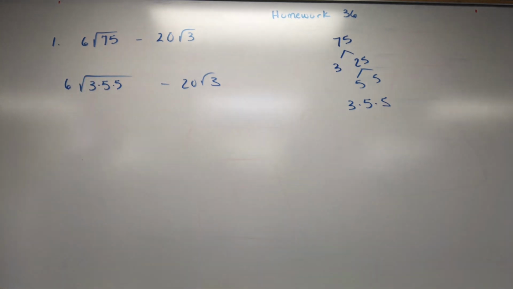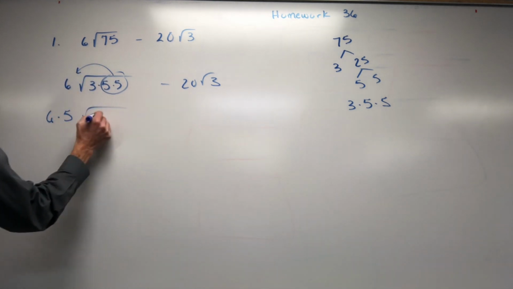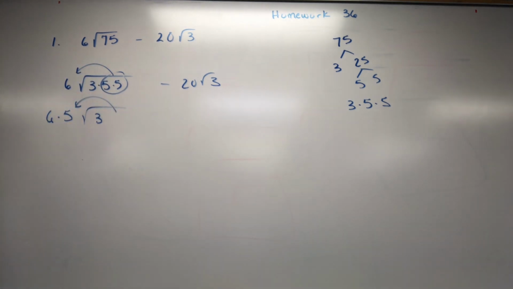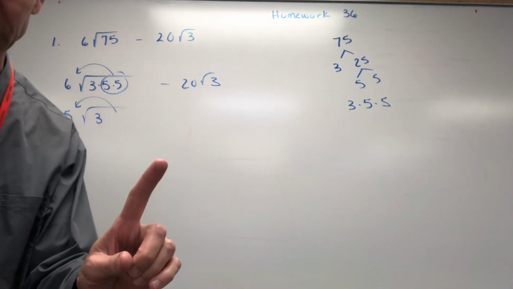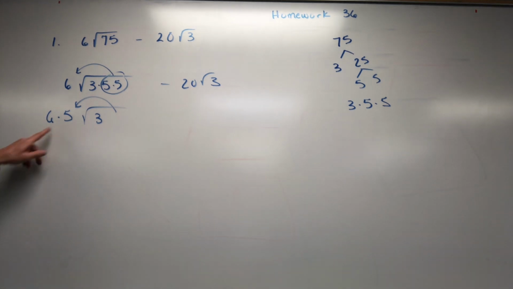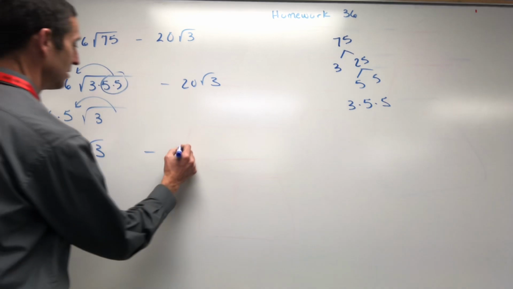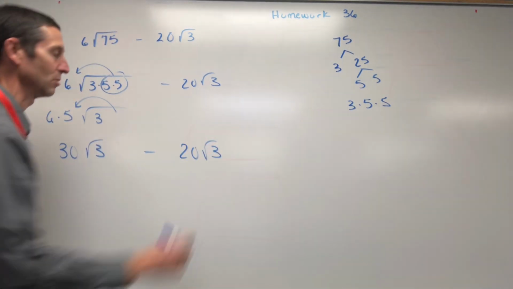And we remember the rule. We're still trying to grab any pairs, get them out of there. But on the outside, you only write it one time. So 2 on the inside, 1 on the outside. Clean this up, 6 times 5, that's 30 square root of 3, minus 20 square root of 3.